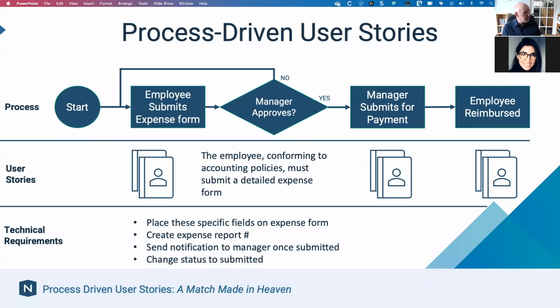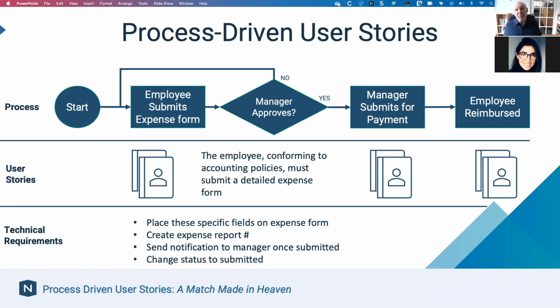So perhaps for that first story, the technical requirements might be to place these specific fields on the expense form: the employee's name, the employee's ID number, the date of the expense form, different rows that represent each expense item, columns that represent a description and a value. Put these data specifications on the form in this order.